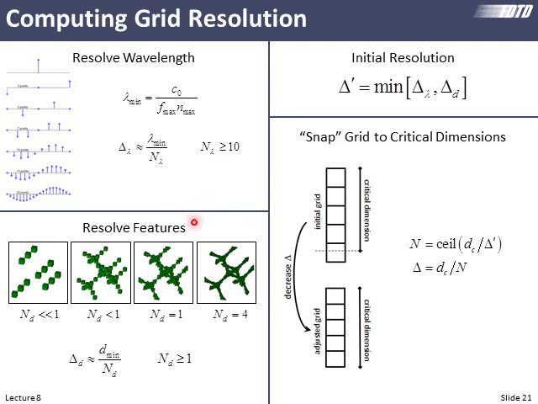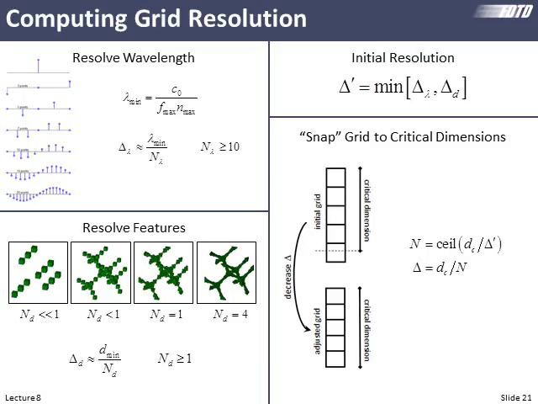The next thing we need to consider is the feature sizes. We look at the minimum feature size in our structure that we want to resolve, and we probably want to resolve that with at least one cell, but maybe even three or four. So now we have two ways of calculating grid resolution. We'll grab the smallest one, because that will also satisfy the other condition.